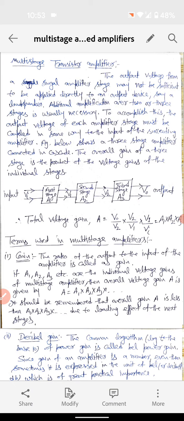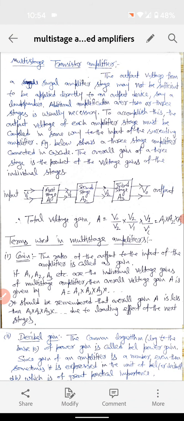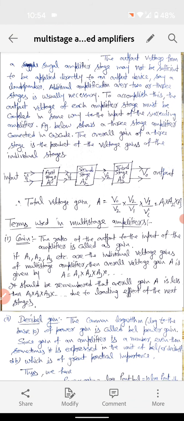But we do know the gain of those individual amplifiers is not that high, which we require sometimes. So there are applications where we require very large voltage gain, and to achieve that we use this configuration which we call a multi-stage transistor amplifier. That means we use at least two or more transistors together, coupled together to have large gain.